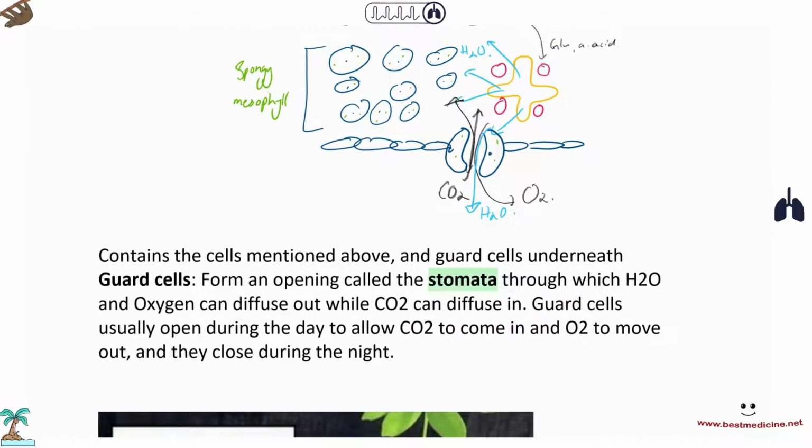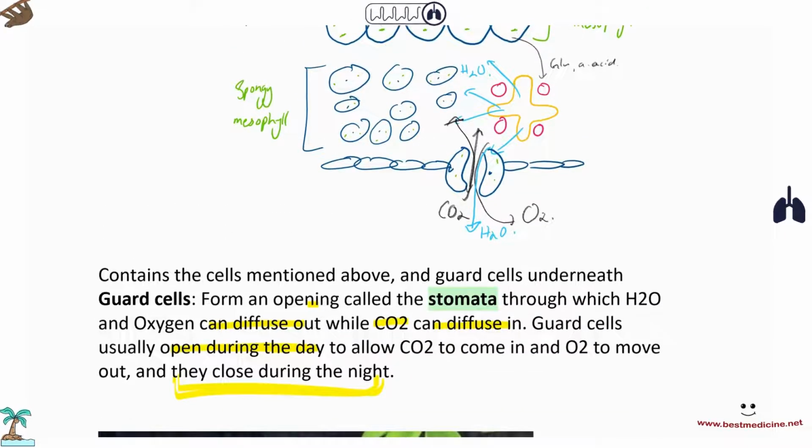Now again, guard cells, they form an opening called the stomata through which water and oxygen can diffuse out, while carbon dioxide can diffuse in. Guard cells usually open during the day to allow CO2 to come in and O2 to move out, and they close during the night because you don't want any CO2 to come in, and if they open during the night, then all the water is going to leave. If water leaves, then the plant is going to be dehydrated, right? And it's going to start wilting. So that is why they usually close at night. Except for some exceptional plants that try to conserve water.